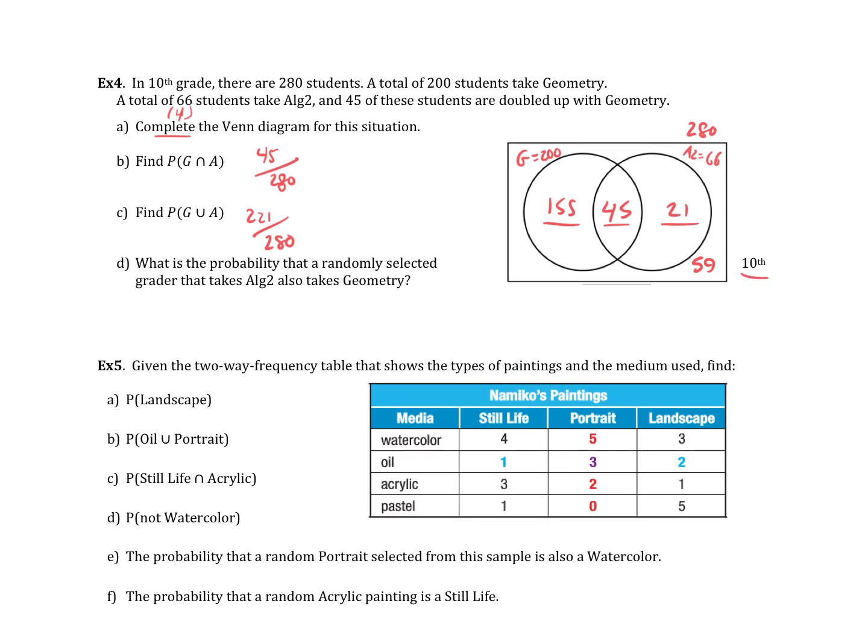10th grader takes algebra 2? Okay, so now this is my denominator. I have 10th graders who are in algebra 2, and that is out of 66 people. What's the probability that one of those 66 people also takes geometry? 45 out of 66. If you reduce that fraction, you can.